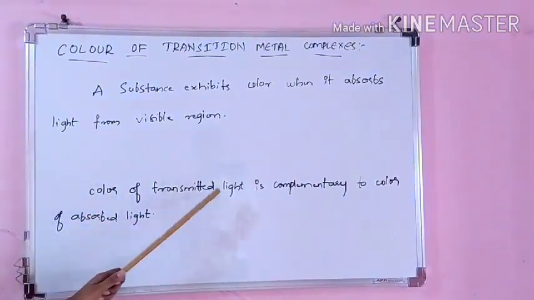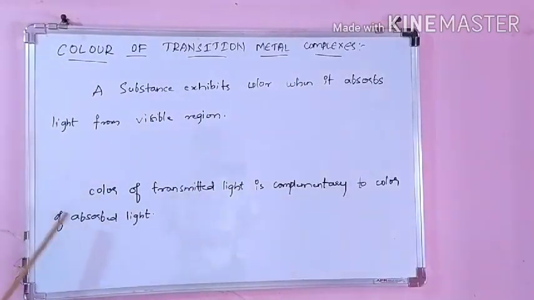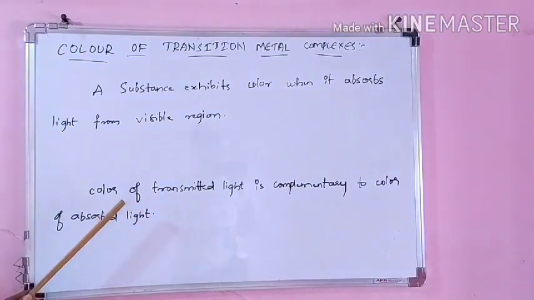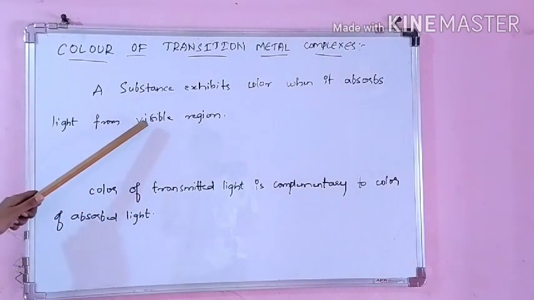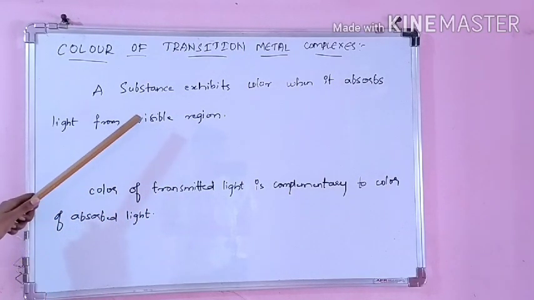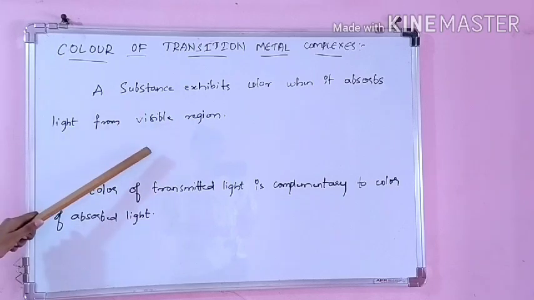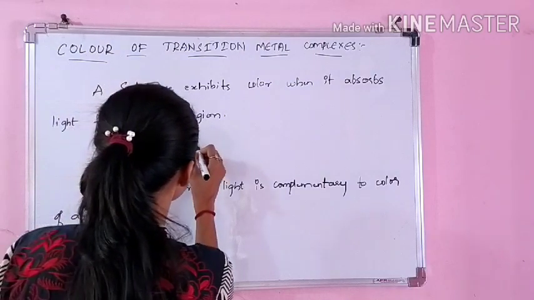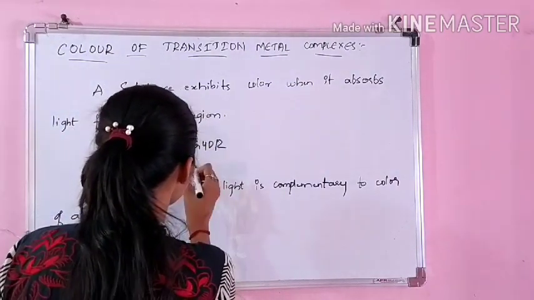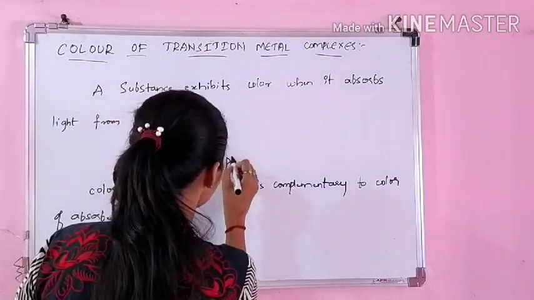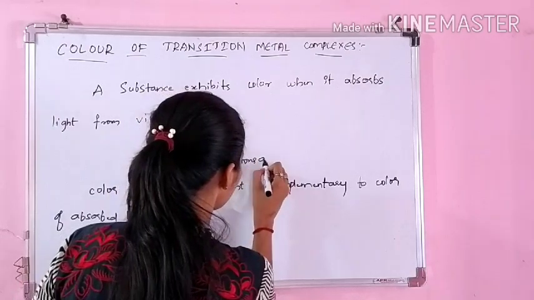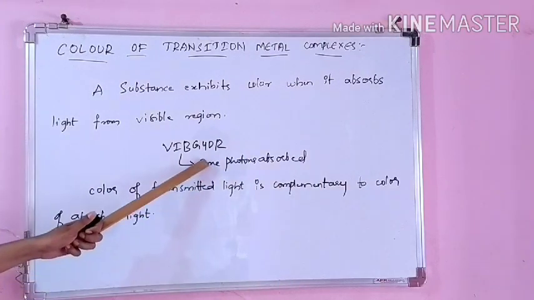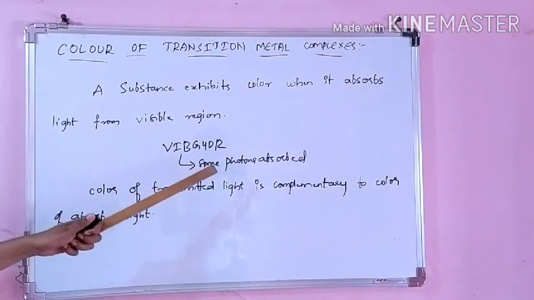Here you can see the statement: color of transmitted light is complementary to the color of absorbed light. You will get to know the meaning of complementary; I'll explain now. Some of the radiation from the visible region is absorbed, isn't it? Only some photons from VIBGYOR are absorbed. But what will be done with the remaining? The remaining are given back.